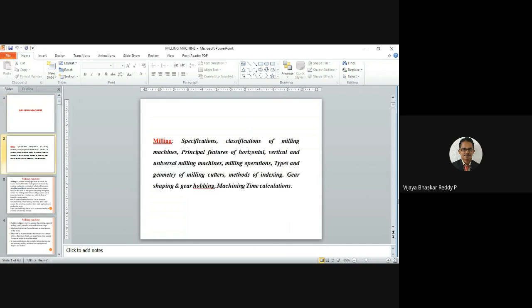And what are the general specifications, the milling classification, and the things that we are going to discuss in this milling machine? Specification, classification of milling machines, principal features of horizontal, vertical, and universal milling machines, milling operations, types and geometry of milling cutters, methods of indexing, gear shaping, gear hobbing, and machining time calculations, right?